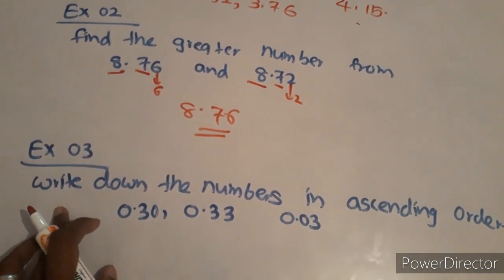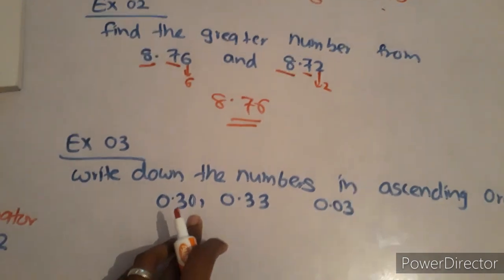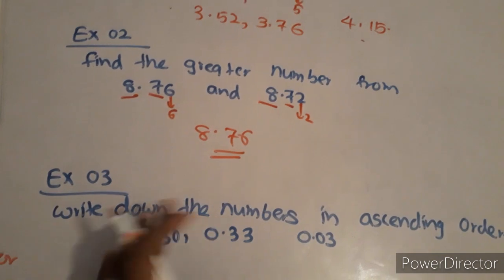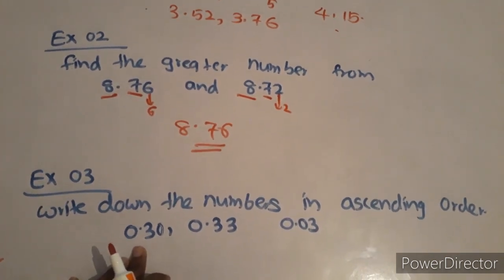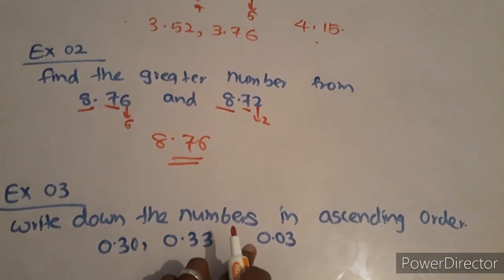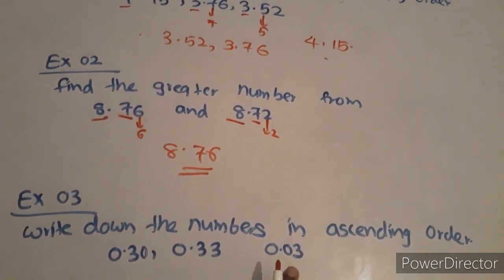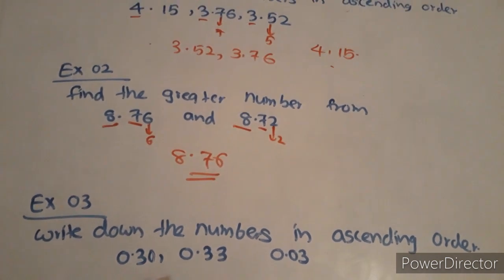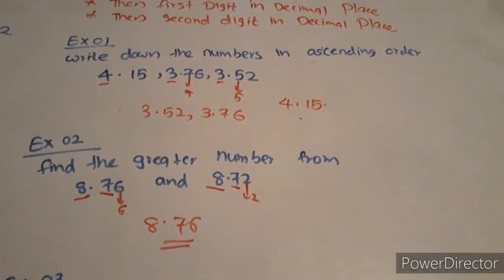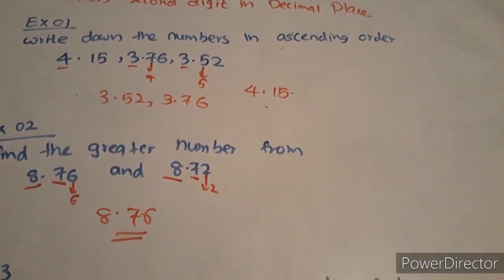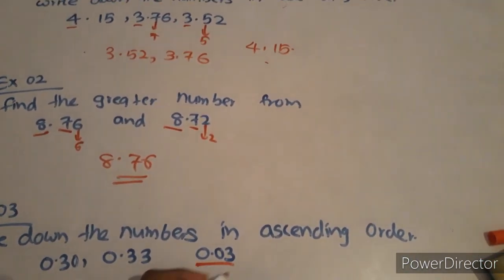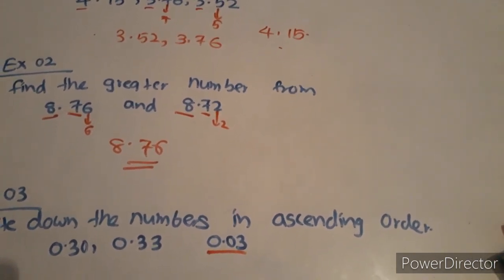Example 3. Write down the numbers in ascending order. It also says we have to write the numbers in ascending order. But here you can see 0.30, 0.33, 0.03. Now what? There is no whole number; the whole number is 0. So the first digit is also the same, 3, 3. This one is 0. Then this is the smallest one. So we can write it like this.